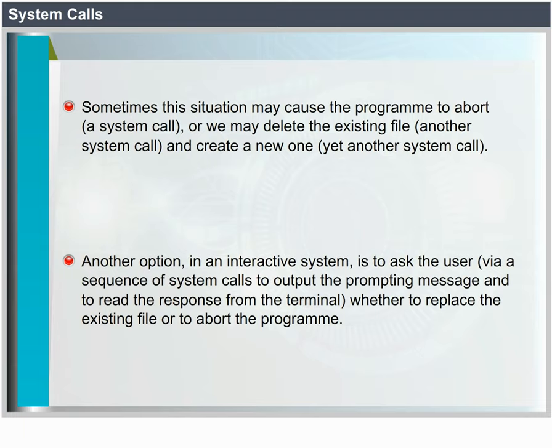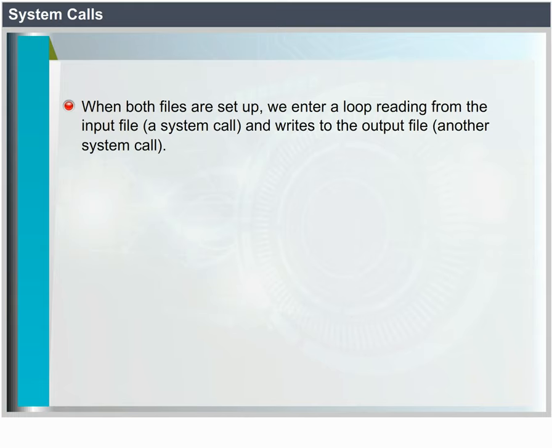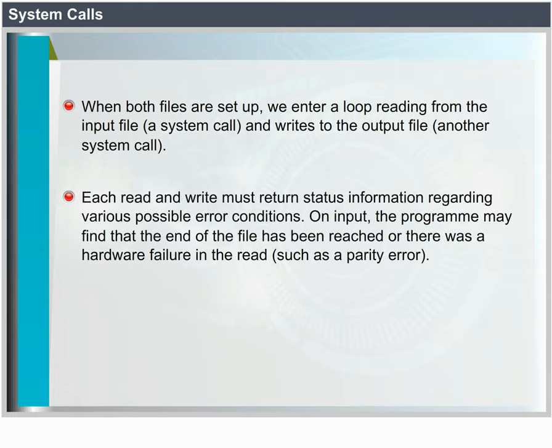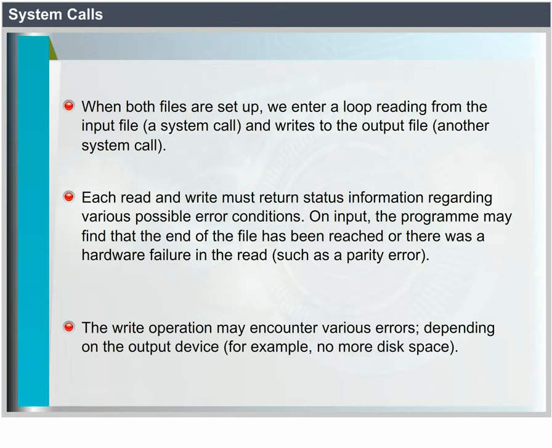When both files are set up, we enter a loop that reads from the input file, a system call, and writes to the output file, another system call. Each read and write must return status information regarding various possible error conditions. On input, the program may find that the end of the file has been reached or that there was a hardware failure in the read, such as a parity error. The write operation may encounter various errors depending on the output device, for example, no more disk space.